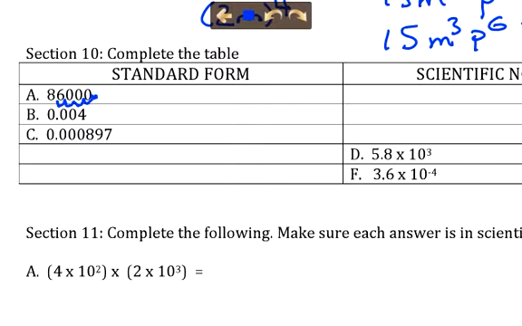Here, if I did this, I would get 8.6. And then I write times 10. And I count how many jumps I did. So I got 1 butt cheek, 2, 3, 4. So 10 to the 4.